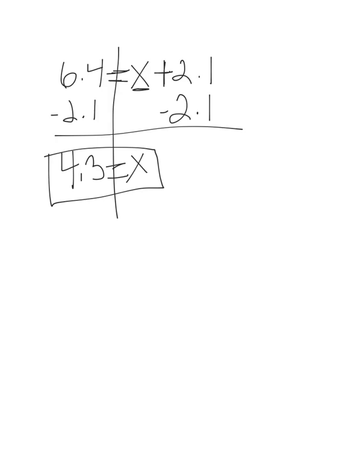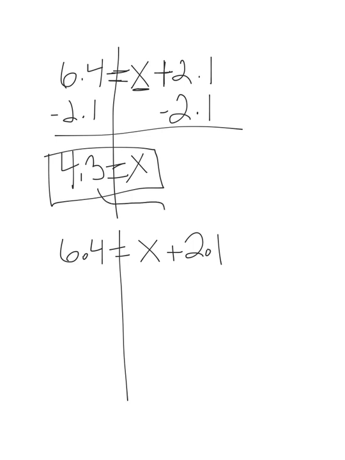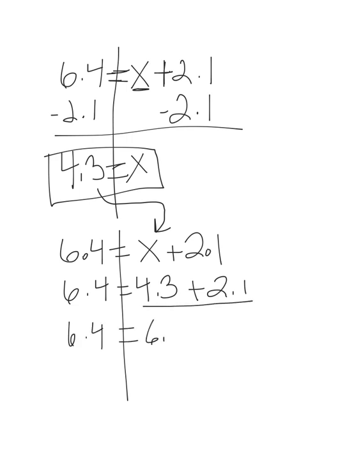So now I need to check my work. So I rewrite the original problem. 6.4 equals x plus 2.1. Draw my line. I'm going to substitute my answer in for the variable. 6.4 equals 4.3 plus 2.1. 6.4 equals, if I put that in my calculator, I do get 6.4. So I have checked my work. My answer is correct.